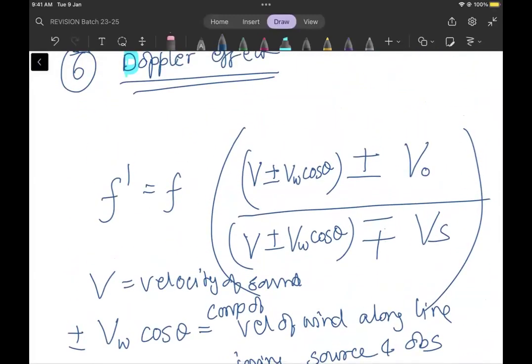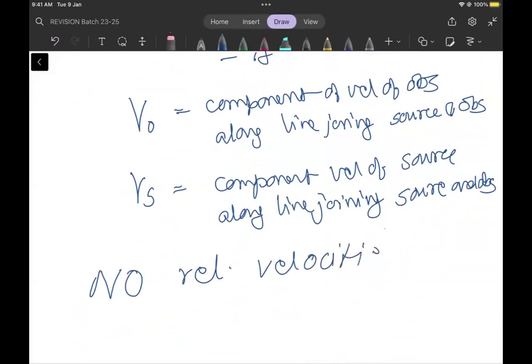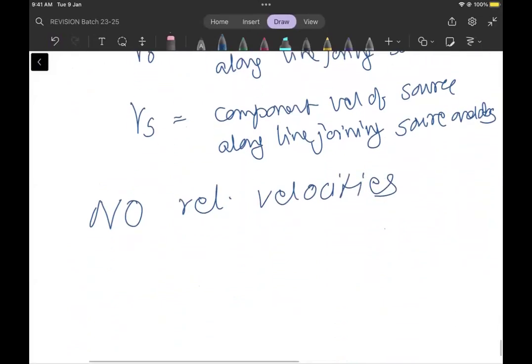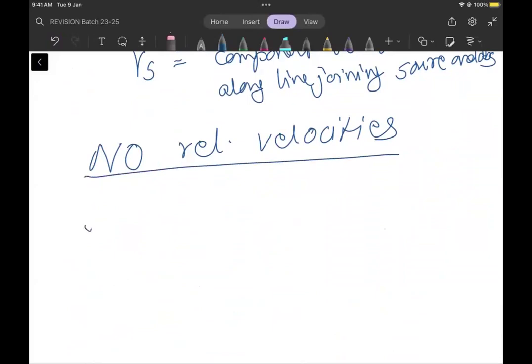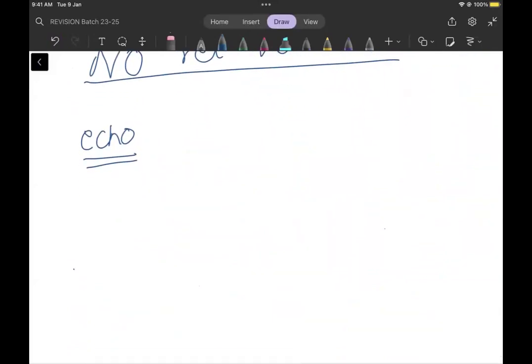ये जो ऊपर मैंने प्लस माइनस, माइनस प्लस लिखा है, दिस इज ऑलवेज अप्रोच ऊपर वाला है, सेपरेशन नीचे वाला है। ठीक है, तो अप्रोच के लिए ये यूज करेंगे और सेपरेशन के लिए ये यूज करेंगे। इसके बाद से प्लीज रिमेंबर, नो relative velocities, ओके। उसके बाद से एको का मतलब क्या होता है?